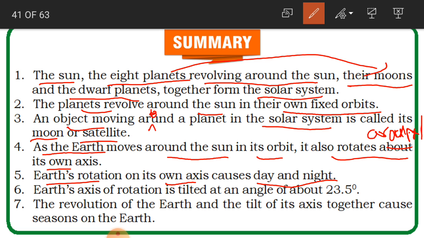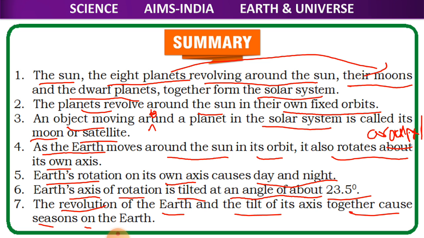So how are we getting day and night? Because of Earth's rotation on its own axis. And the sixth point is Earth's axis of rotation is tilted at an angle of about 23.5 degrees. And the seventh one is the revolution of the earth and the tilt of its axis together cause seasons on the earth. Okay children, because we have already summarized the lesson, I have just read it out for you. And now we are going to do some exercises after the completion of this lesson.